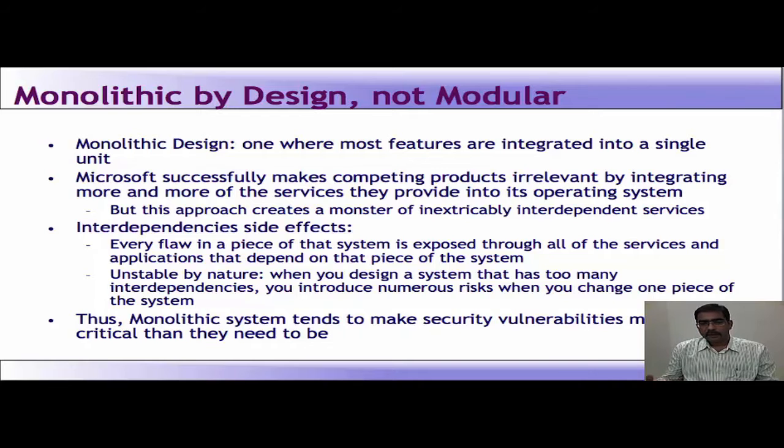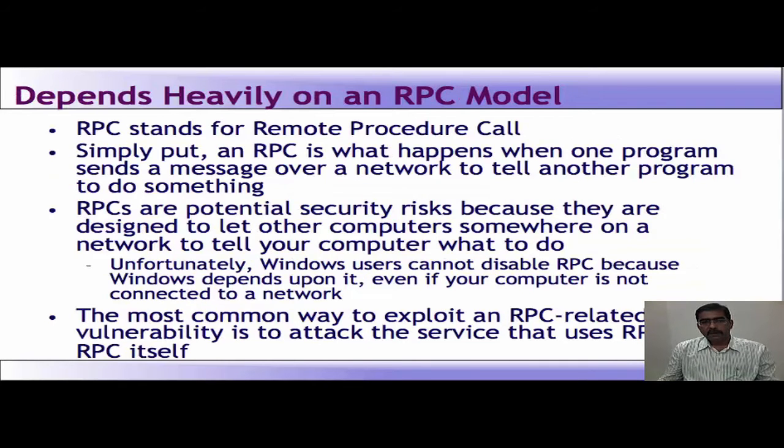So it affects the entire system itself. Thus, monolithic systems tend to make security vulnerabilities more critical than they need to be. They depend heavily on the RPC model. RPC stands for remote procedure call. Simply put, an RPC is what happens when one program sends a message over the network to tell another program to do something. RPCs are potential security risks because they are designed to let other computers somewhere on the network tell your computer what to do.